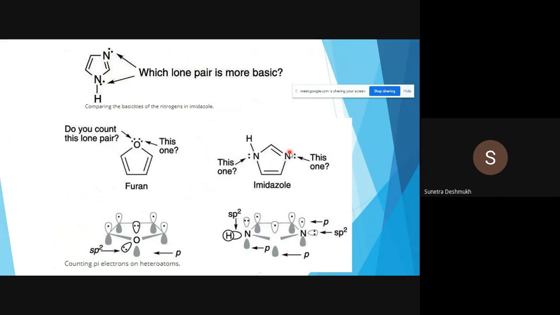The question might be like that: which lone pair is more basic in furan, imidazole, pyrazole, or another diazine you don't have, but in structures where more than one heteroatom is present. In that case this question is definitely there: which heteroatom or which lone pair is more basic, or which heteroatom is more acidic. Okay, you should be prepared for this type of question.